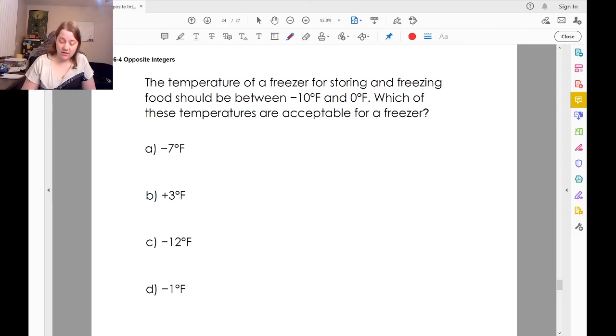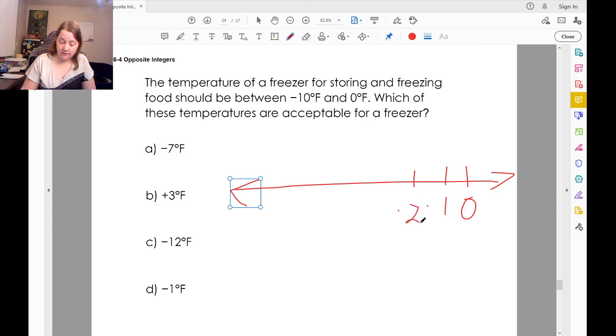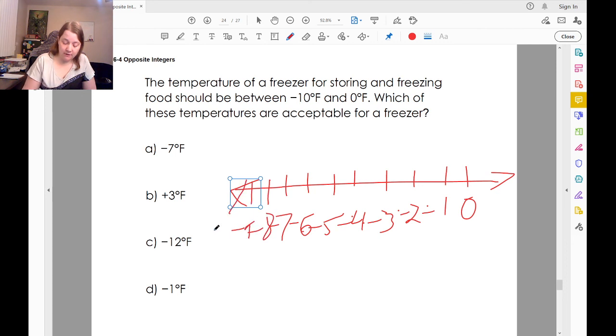Is -7 in there? Let's go ahead and make a nice little number line here. 0, -1, -2, -3, -4, -5, -6, -7, -8, -9, -10. Isn't that a perfectly spaced number line that we're doing? It's fantastic. But anyways, between 0 and -10, -7 is in there. It's hidden in there, but it's there.